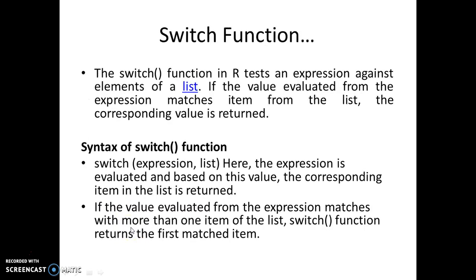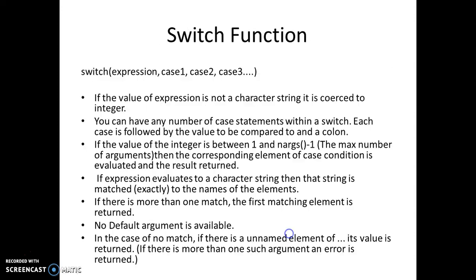Further, the switch function in R tests an expression against elements of a list. If the value evaluated from the expression matches an item from the list, the corresponding value is returned, as we just now saw. This is another way of expressing it. Here the expression is evaluated and, based on this value, the corresponding item in the list is returned. If the value evaluated from the expression matches more than one item of the list, the switch function returns the first matched item.